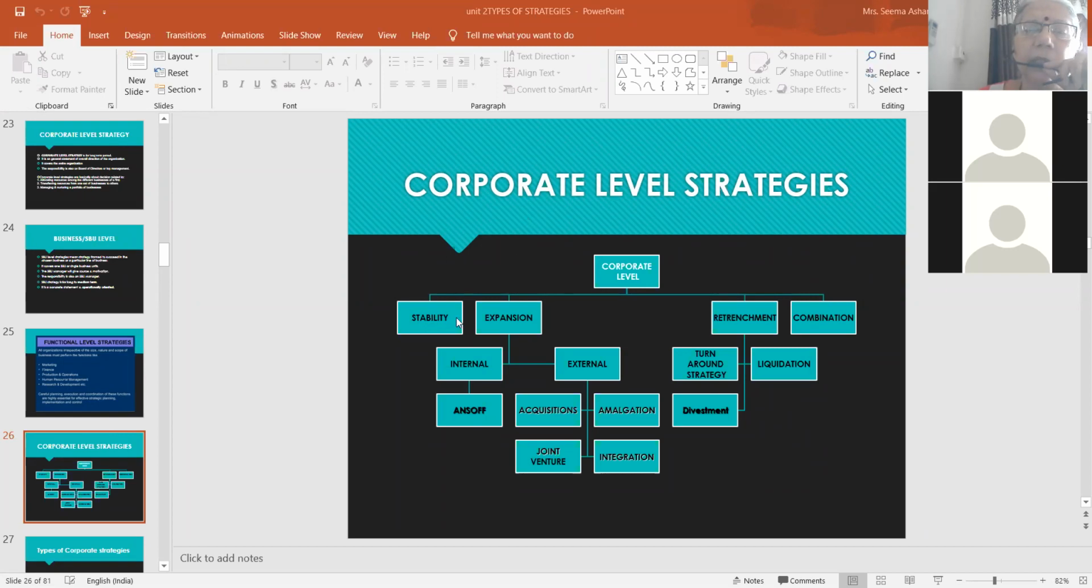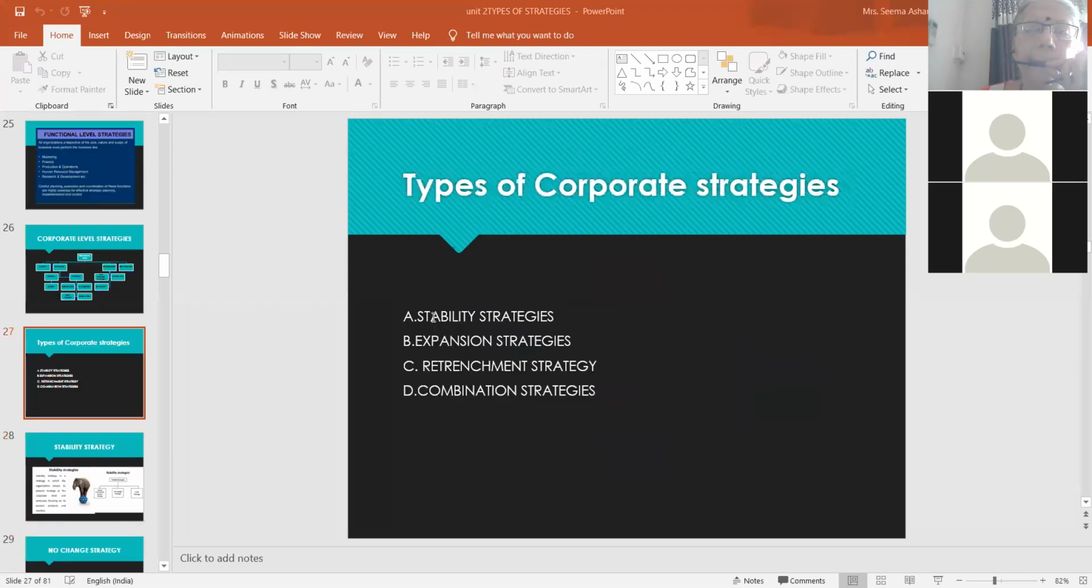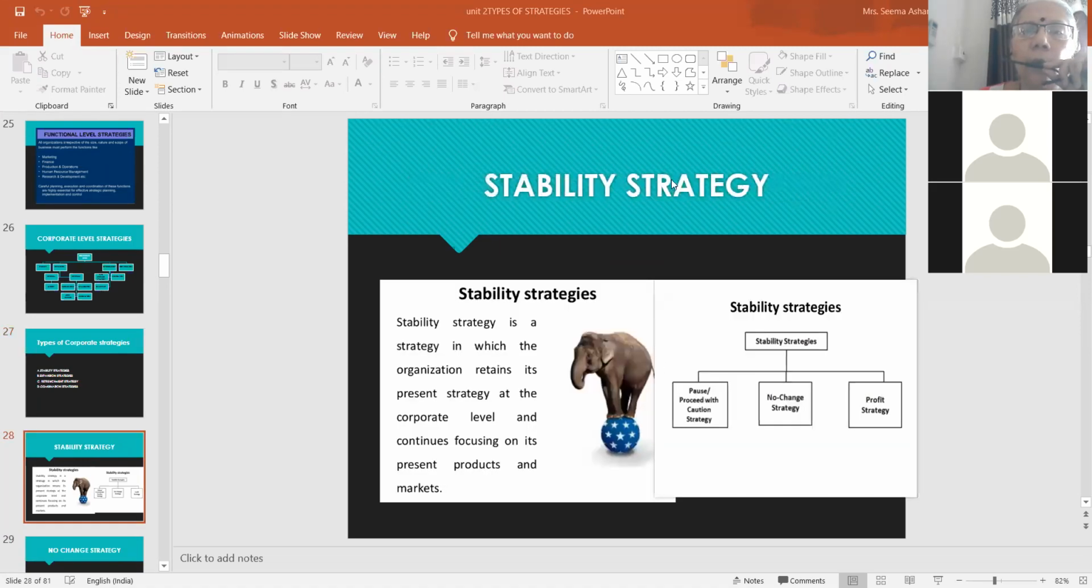Now, let us see the types over here. These are the four types of corporate strategy: stability, expansion, retrenchment, combination. Okay. Now, stability strategy has got three subtypes. Which are they? Pause and proceed with caution strategy, no change strategy, and profit strategy. I will start in the middle, this one.